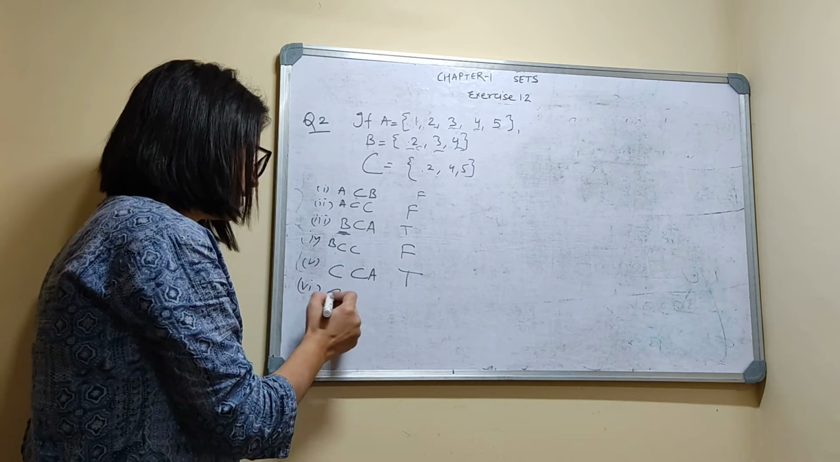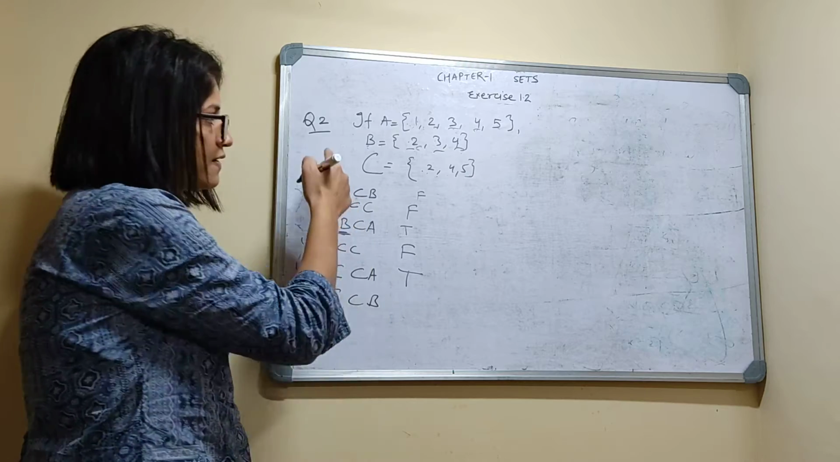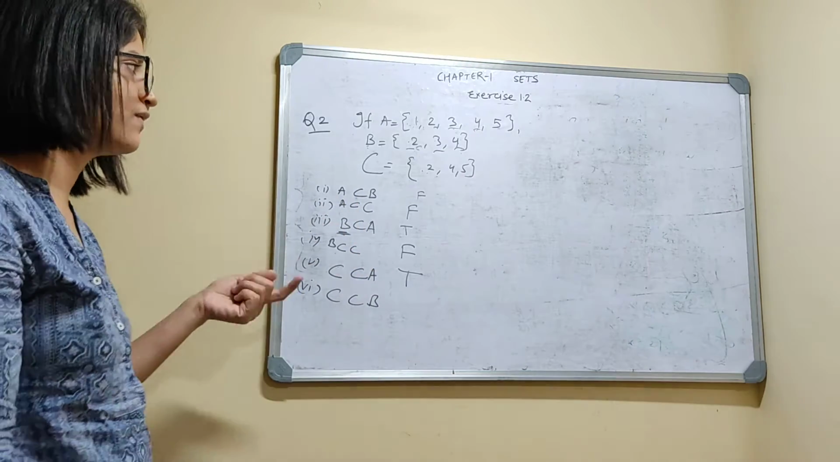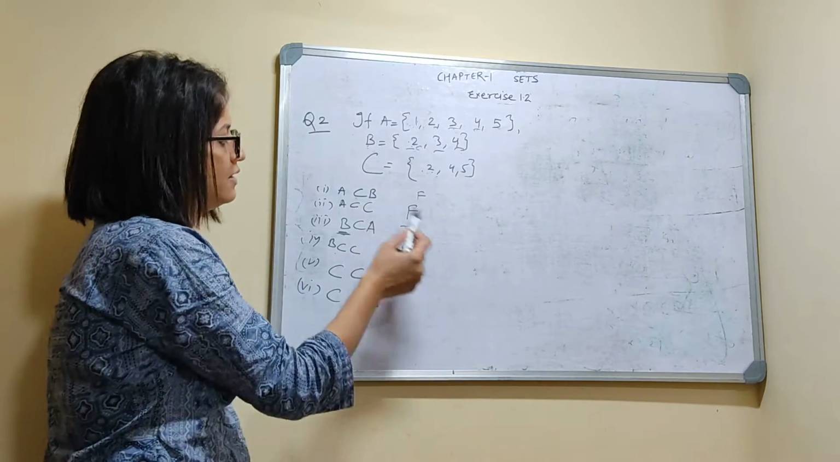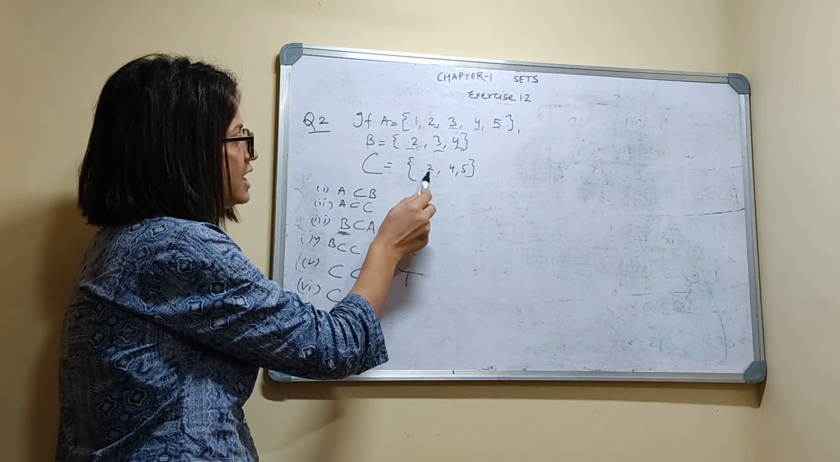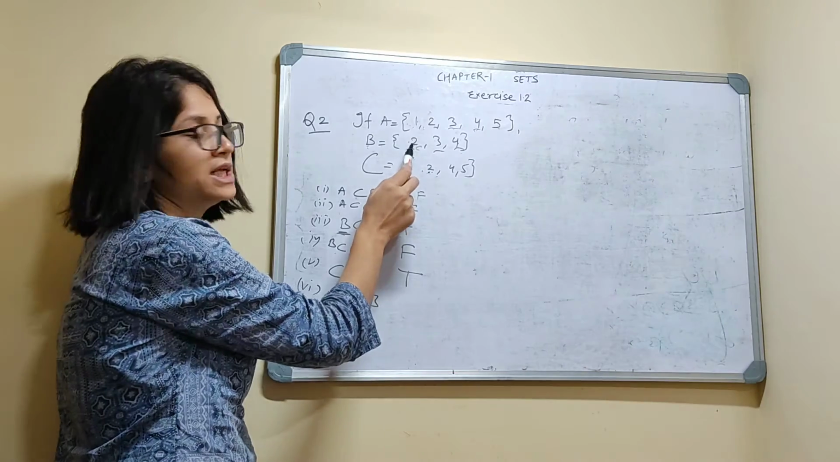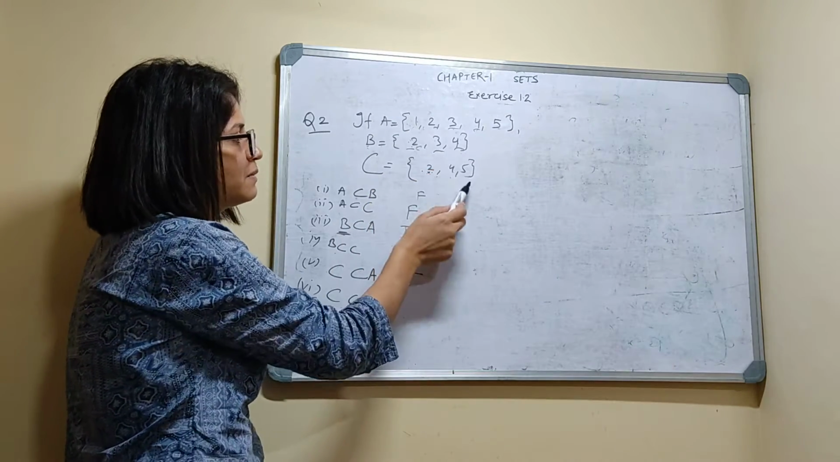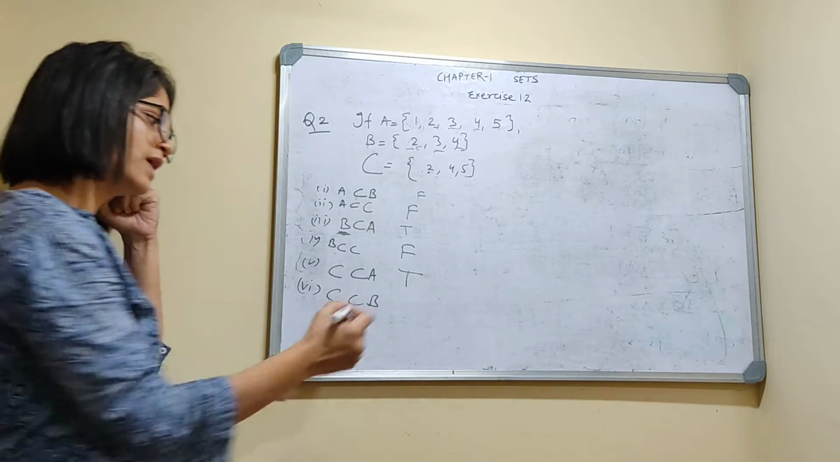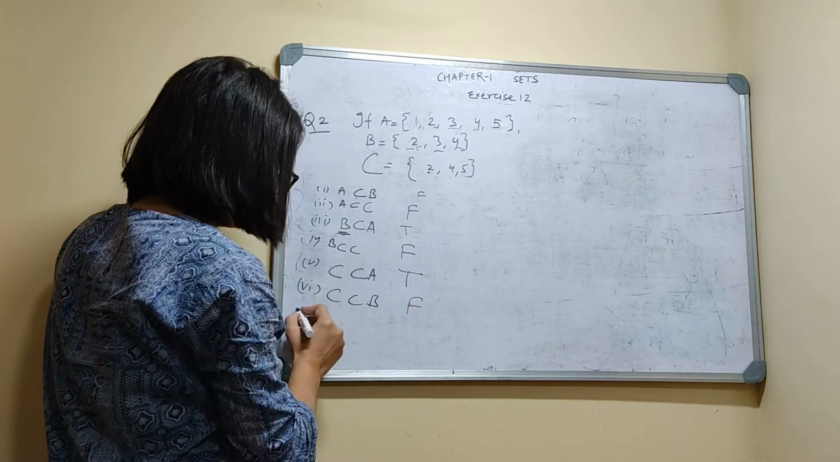6th part. C is a subset of B. Can you see C? That is {2, 4, 5} and B is {2, 3, 4}. Every element of C should be present in B, then only C is a subset of B. 2 is present, 4 is present, but 5 is not present in B. That's why the answer is false.